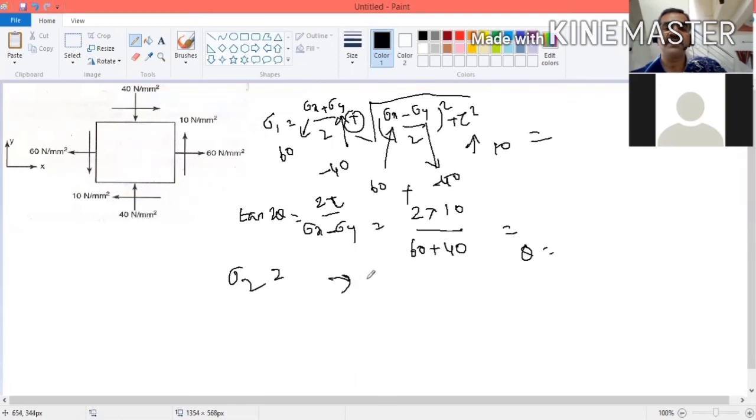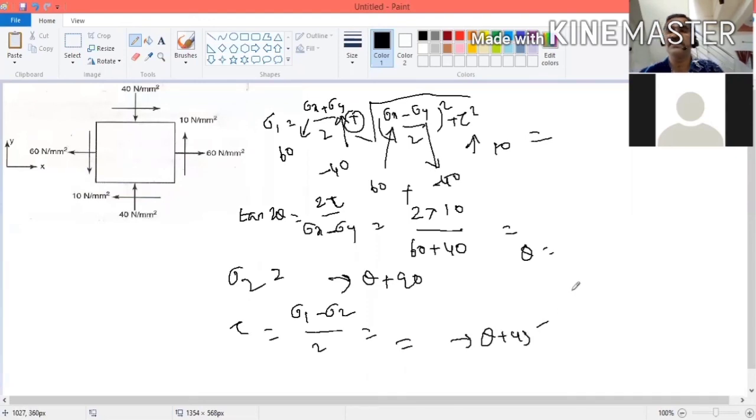What is the position? Theta plus 90. Then tau. There are two equations. You can use any one of the equations. Sigma 1 minus sigma 2 also you can use. If you substitute the values and find. And what is the position of tau? Theta plus 45 degree.